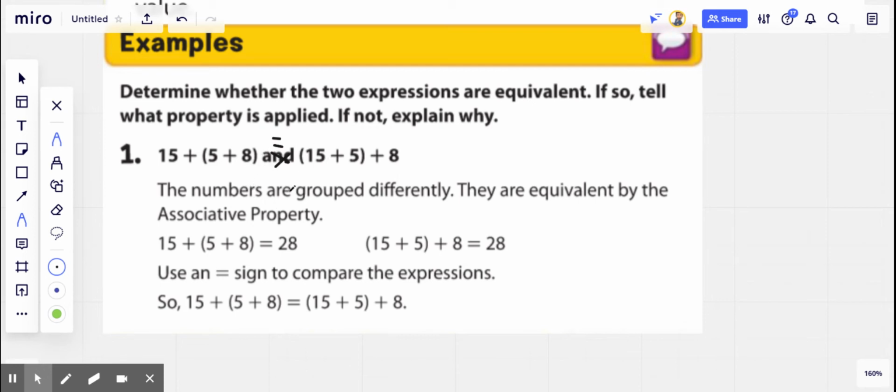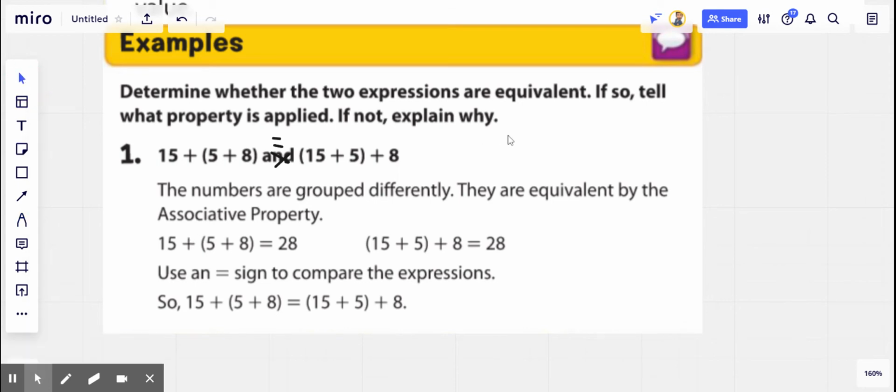It says the numbers are grouped differently. Yes, because we have 5 plus 8 in parentheses here, and then we have 15 plus 5 in parentheses here. So they are grouped differently. They are equivalent by the associative property. All right. And so the associative property, what's that say again?